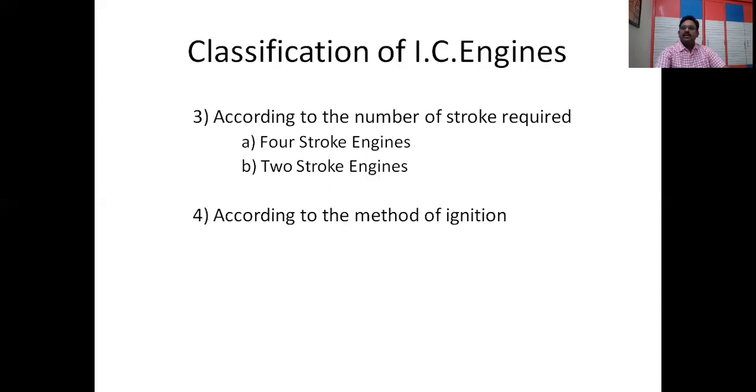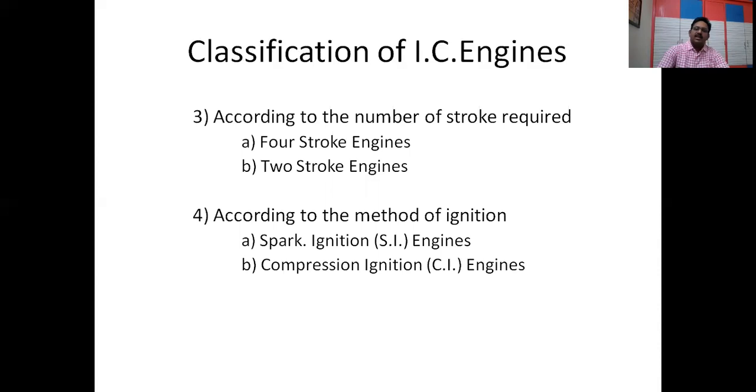According to the method of ignition, that means how we are burning the fuel, engines are classified into two types, SI engine and CI engine. SI means spark ignition and CI means compression ignition. Spark ignition means a spark plug is provided, generally used in petrol engines, and a spark will be ignited.